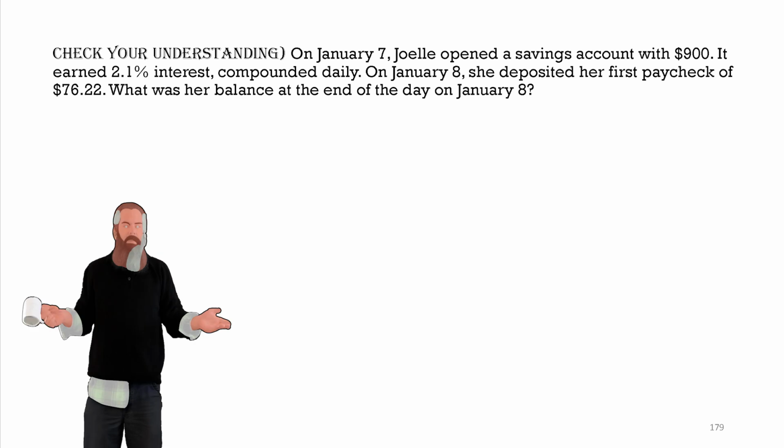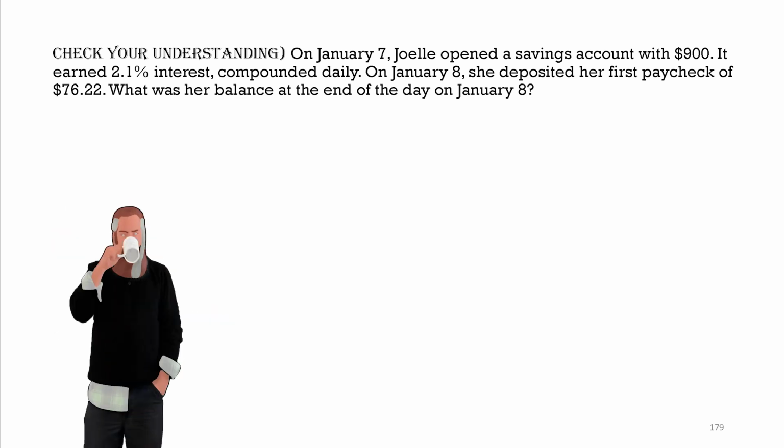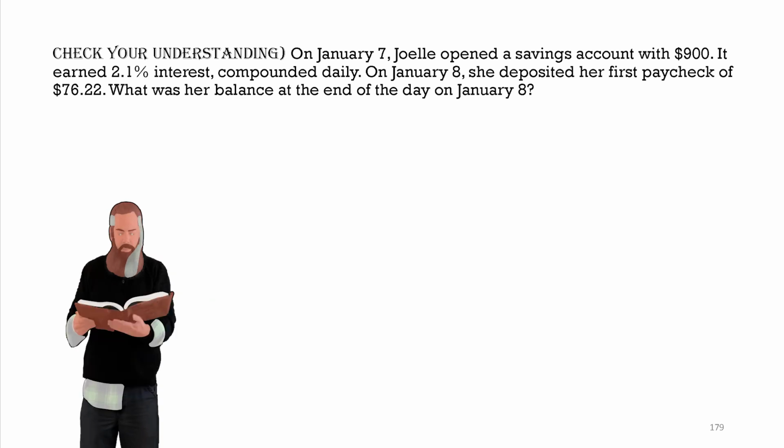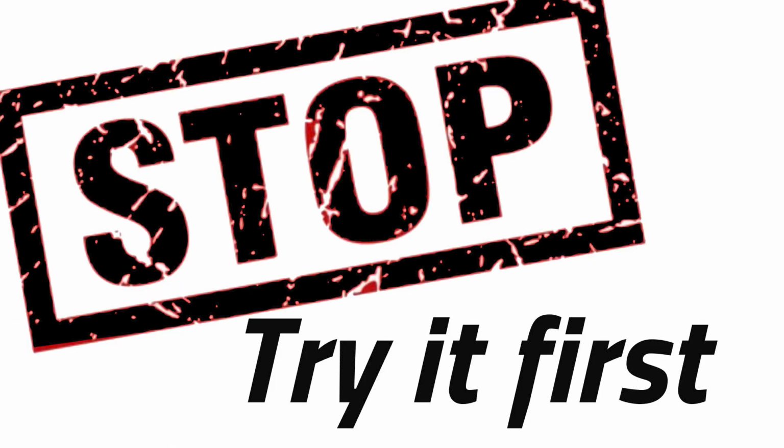Let's check our understanding of this. On January 7th, Jolie opened a savings account with $900. It earned 2.1% interest compound daily. On January 8th, she deposited her first paycheck of $76.22. What was her balance at the end of January 8th?